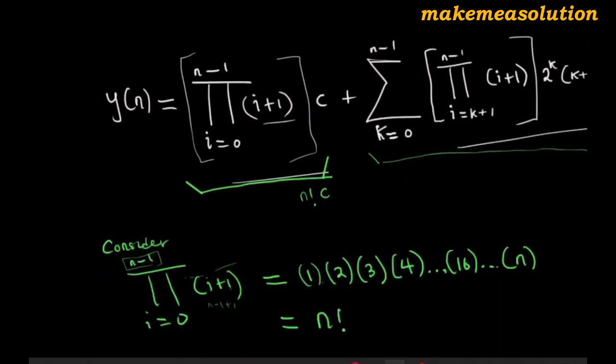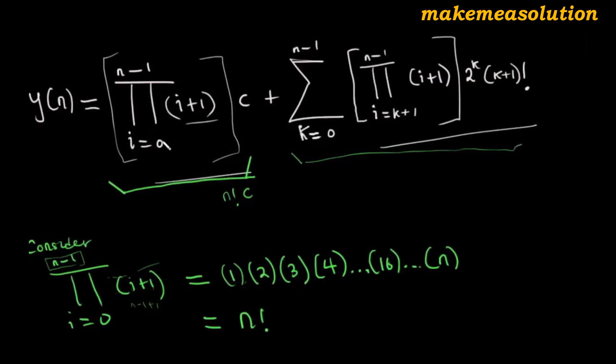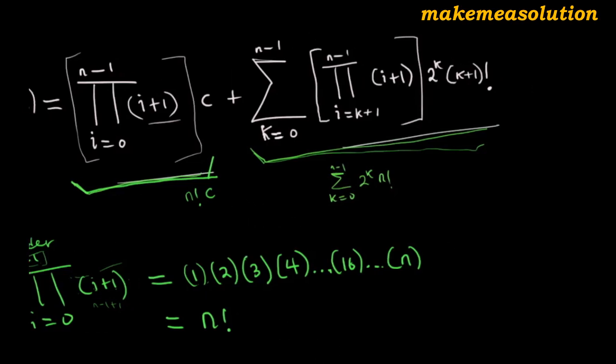We've gotten the solution of this first part. Now we've been able to simplify this part, and what we have is summation of 2 to the k and n factorial, from k equal to 0 to n minus 1. So I'm going to find the solution further from this point. Is that okay? So let's go.